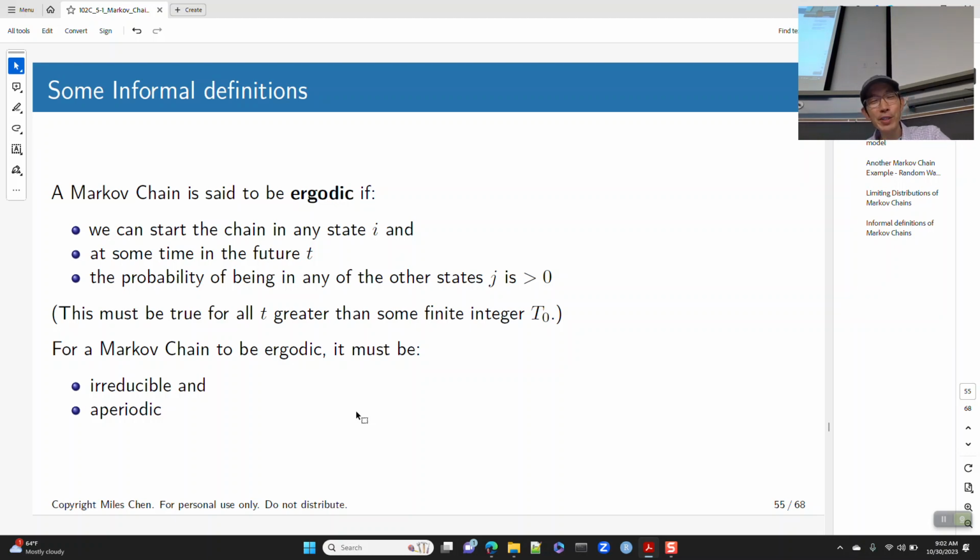We're going to say a Markov chain is ergodic if we can start the chain at any of our starting locations i, and at some arbitrary point in the future, not infinitely far, just some arbitrary finite value, like time 1 billion, but not infinity, okay? So it could be the distant future, but not infinity. We're going to say at some point in the future t, the probability of being in any of the other states is strictly greater than 0, okay? If it suddenly becomes impossible to end up in a particular state, then that breaks this property. So this must be true for all t greater than some finite integer t0.